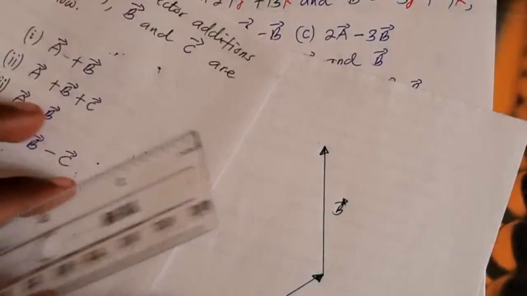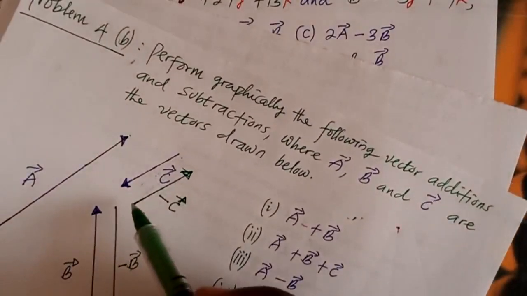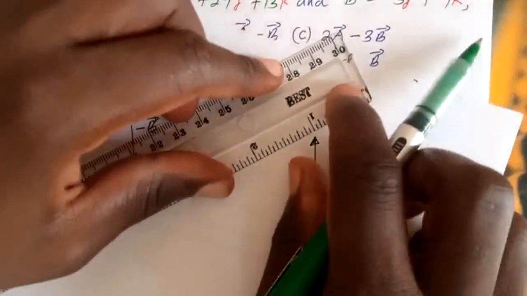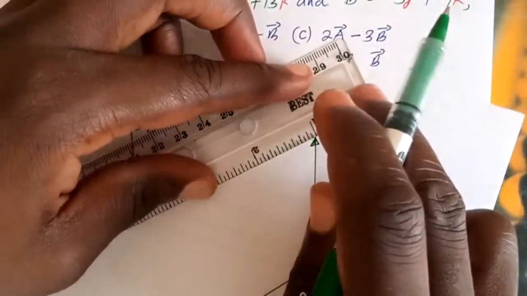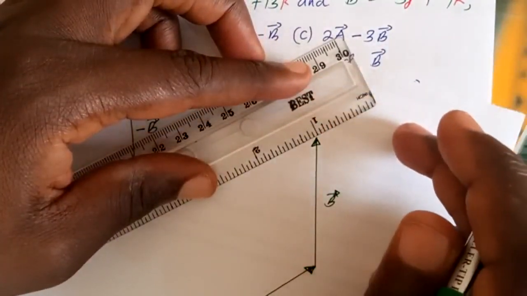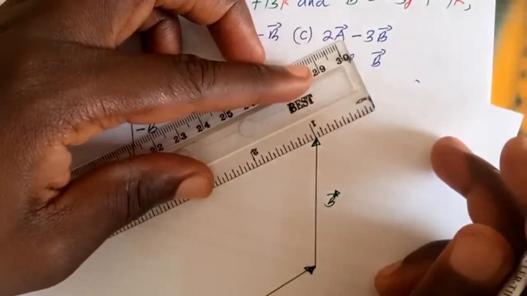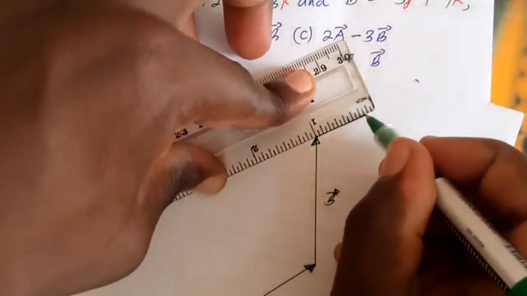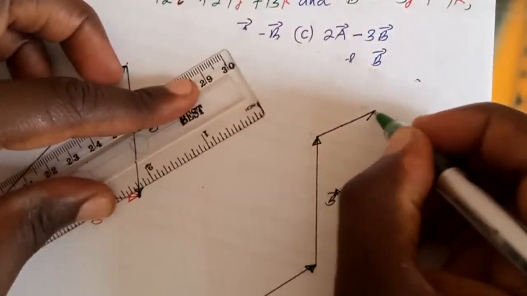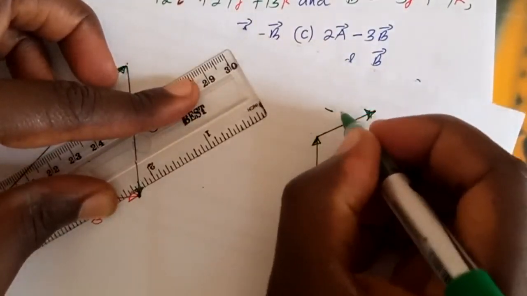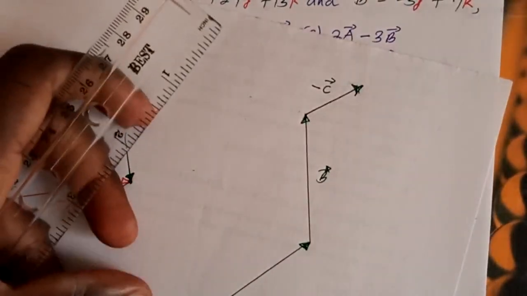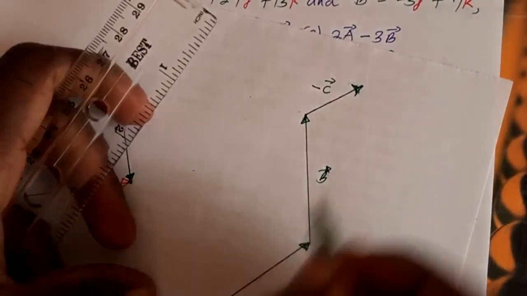Now we bring our negative C. Look, your negative C is here, so you carry it and paste it here, so it will be in this direction. So I have my negative C here. My negative C here is 1 inch long, so great. So this is my negative C vector. Now, finally, I can draw the resultant from here all the way to here.